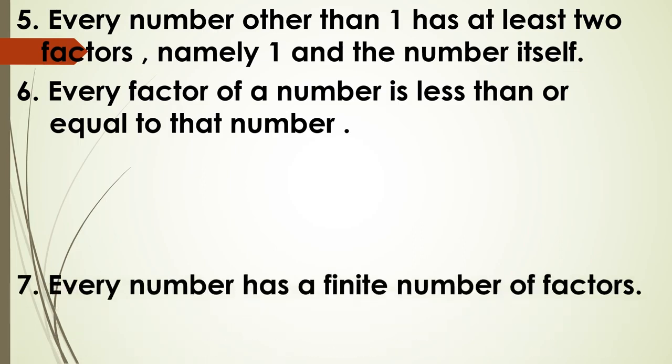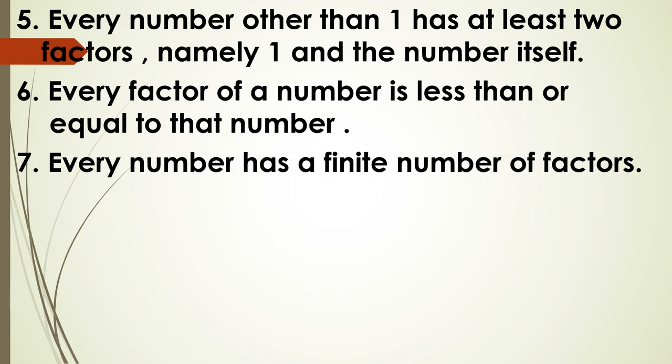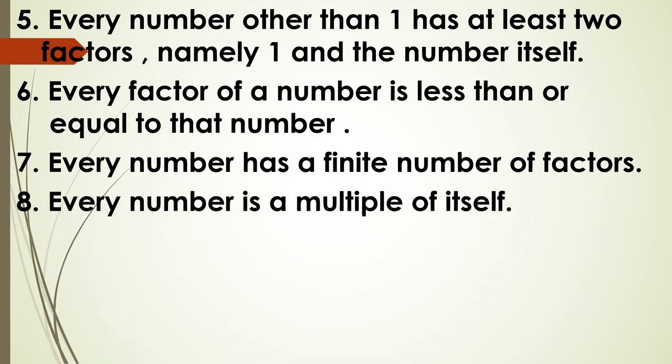Seventh point is, every number has a finite number of factors. It means we can count the factors of every number. They are finite in number. They are not unlimited. 8th point, every number is a multiple of itself.